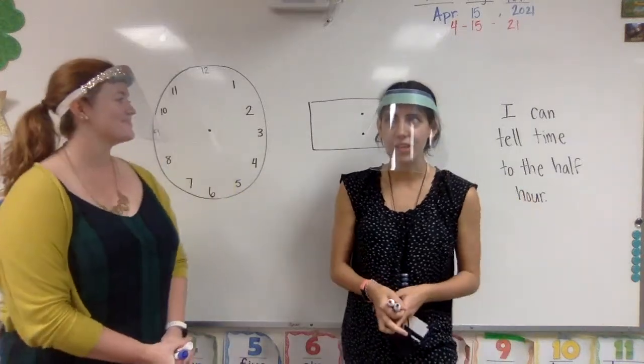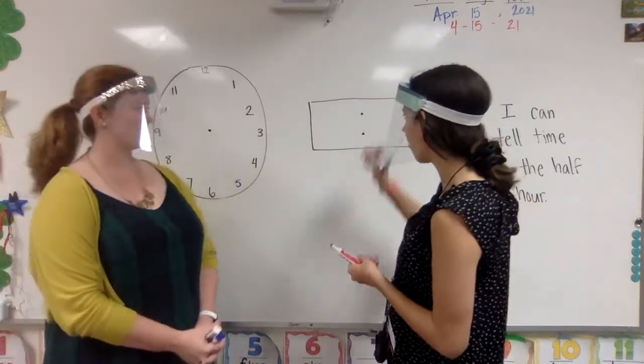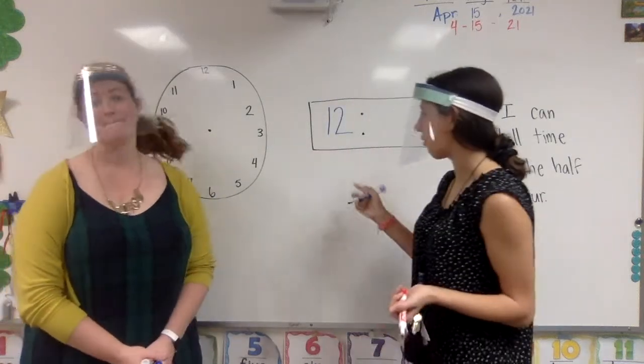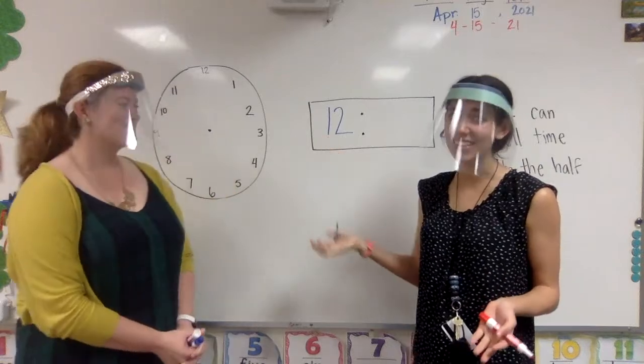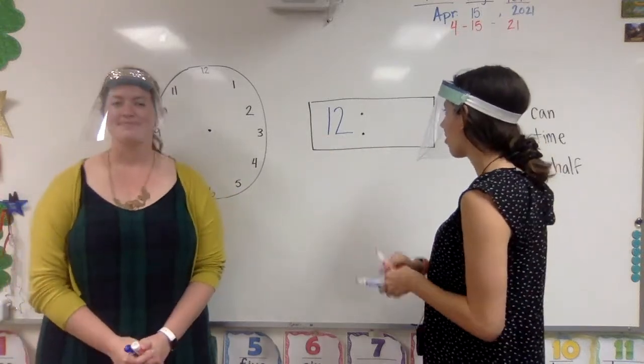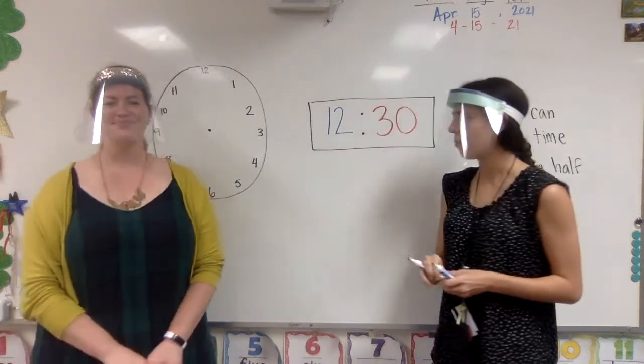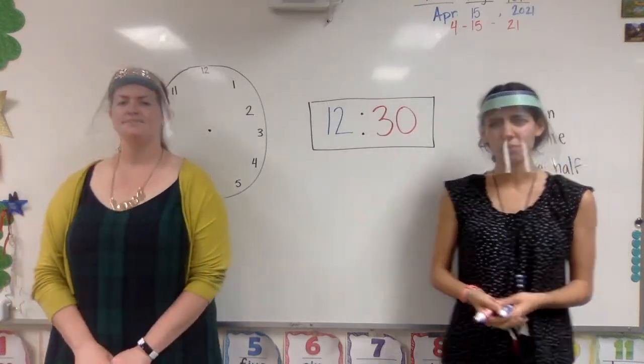Oh, 12:30. Okay, well, I had 12 for my hour. And I don't have to put a 0 in front because I have a number in the tens place. So I have 12:30. So my minutes are going to be 30. Well, what would that look like on the analog clock, Miss Lime?